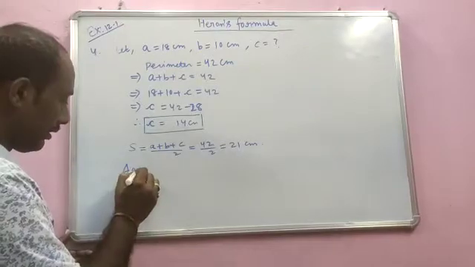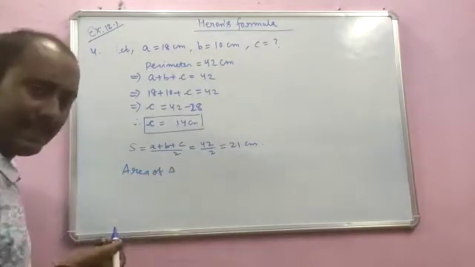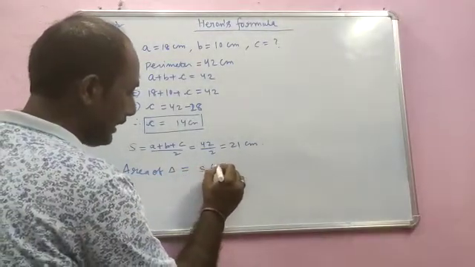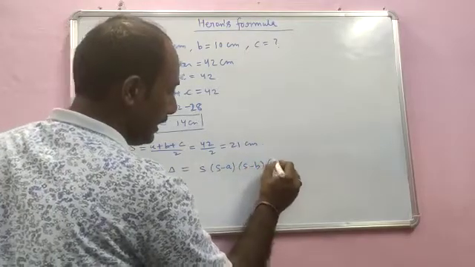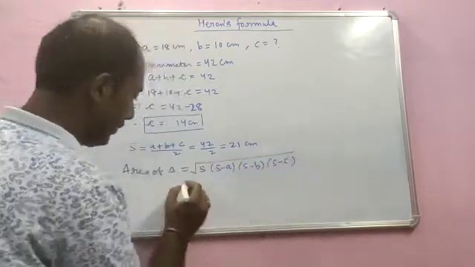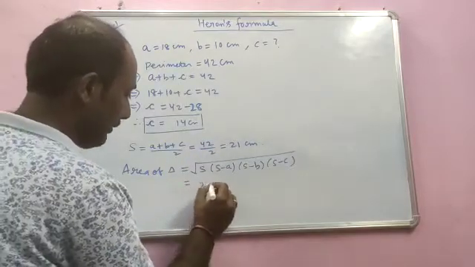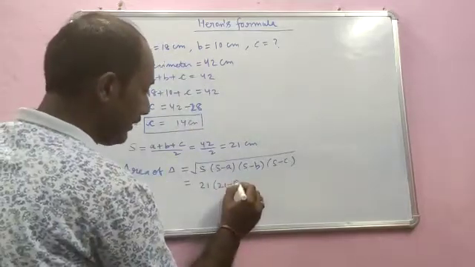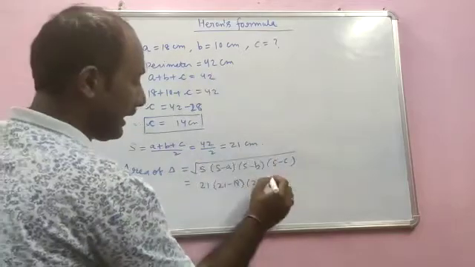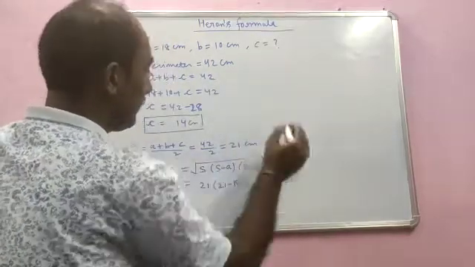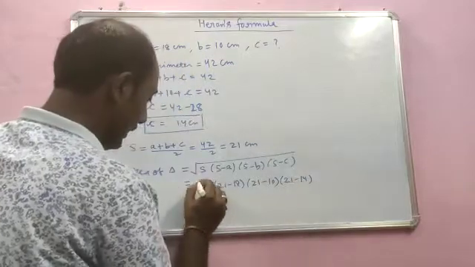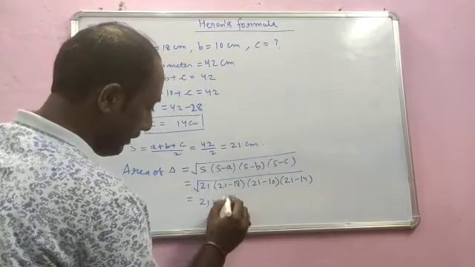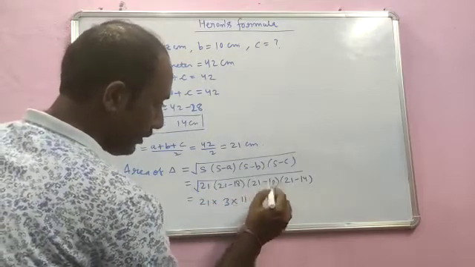So area of triangle, you can write triangle in words or you can give the shape. Area of triangle is equal to the square root of s(s minus a)(s minus b)(s minus c). This is the formula. Now we will put the values. s is 21. No need of giving a multiplication sign. 21 minus a, a is your 18, into 21 minus b, b is 10, into 21 minus c, c we have just calculated as 14, and this will be under root. Now this will be equal to root of 21 into 3 into 11 into 7, since 21 minus 18 is 3.